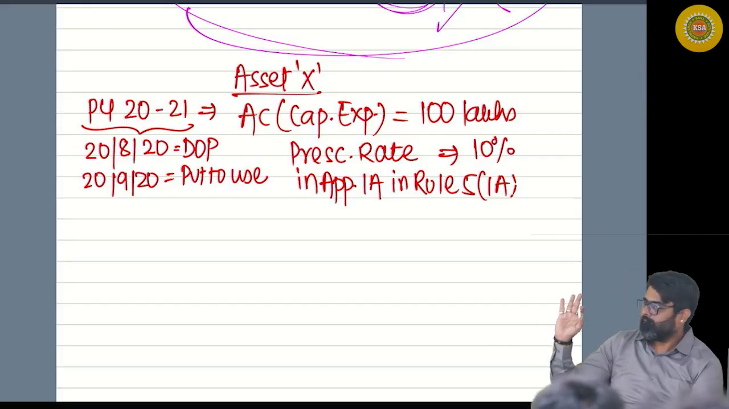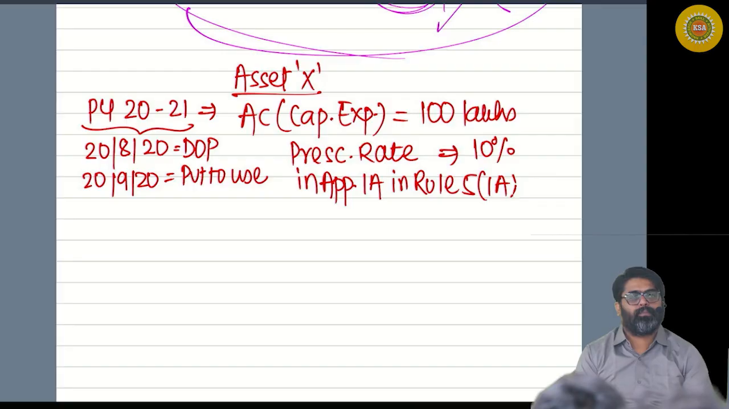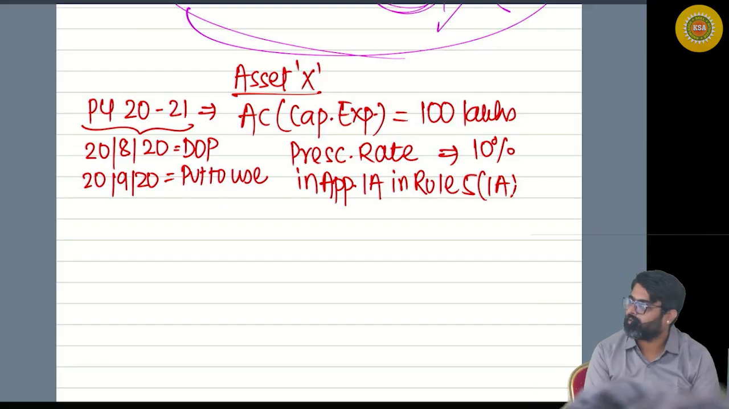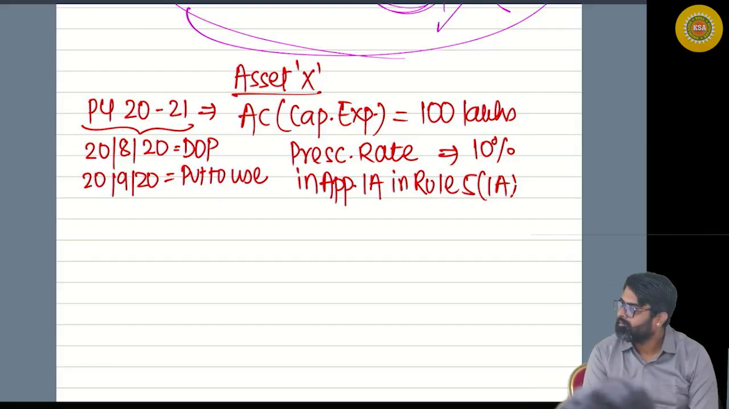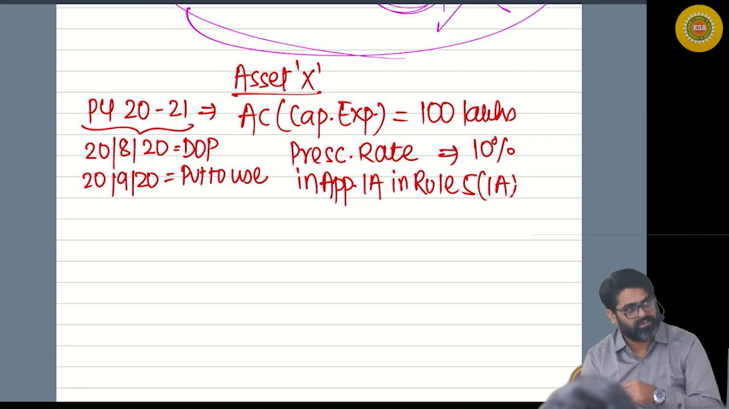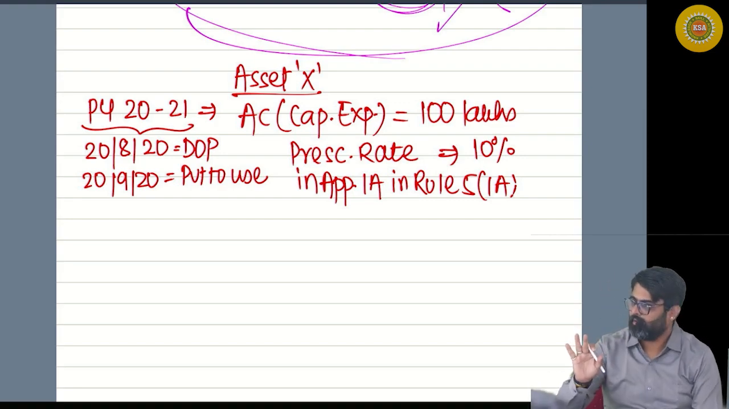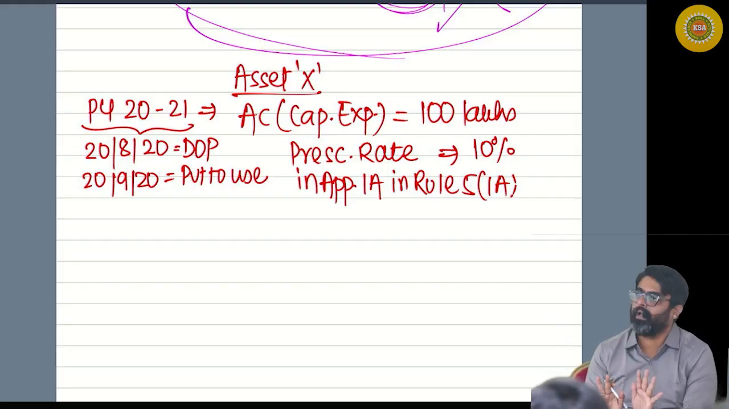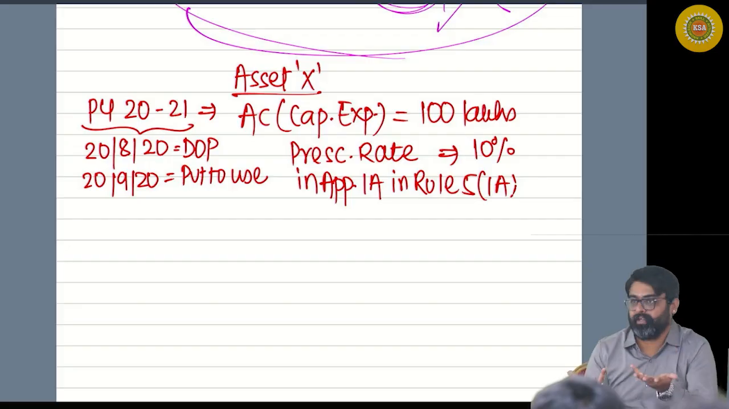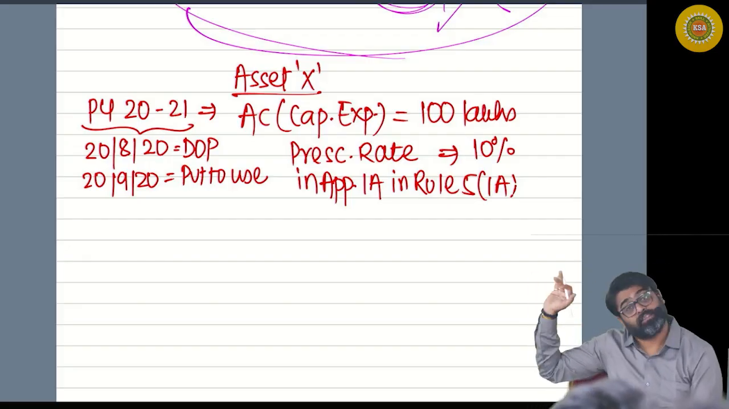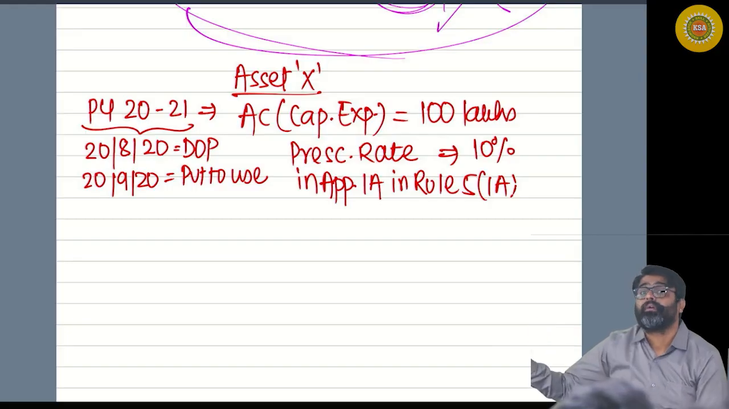Normal rates are not given in that Appendix 1A. If you see it, you will go mad: 23.91%, 14.98%, 13.68%. You are not going to remember these names and rates. No need to check, the rates will be given in the question. For the sake of simplicity in calculation, we are taking 10%, assuming that this 10% was given in Appendix 1A.